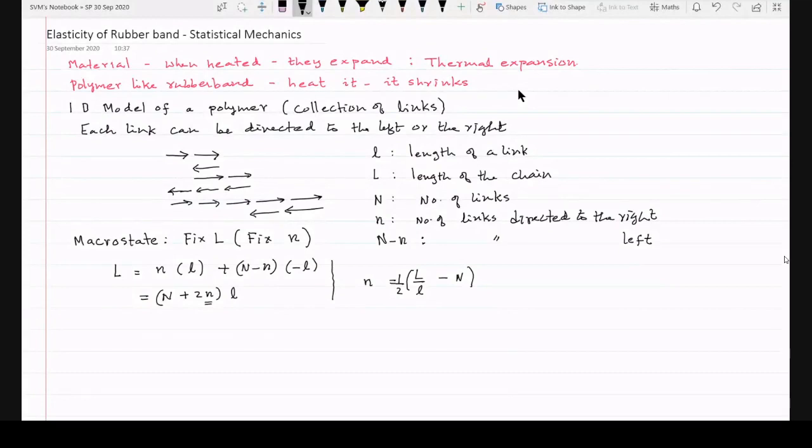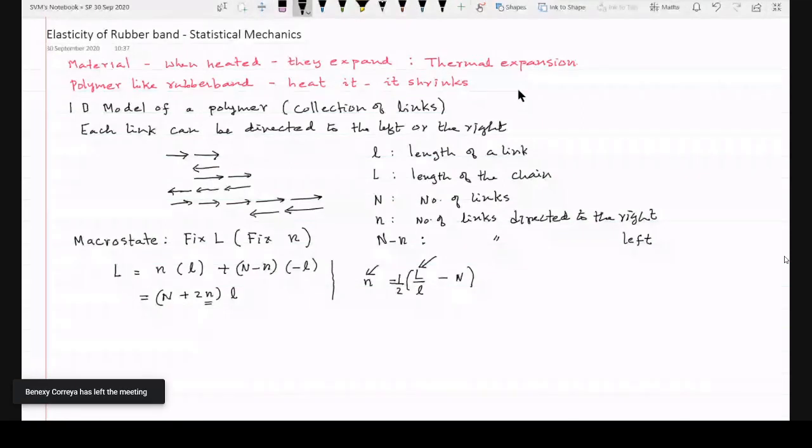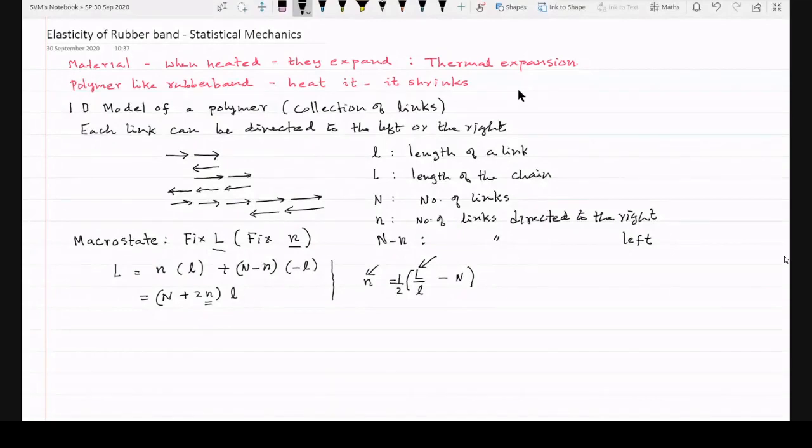L by L minus N. Yeah. So if you are given capital L, then you can obtain the small n by this relation. So in this sense, fixing L or fixing n is equivalent, because if you are giving me n, I can find out L. If you are giving me L, I can find out n using this relation.